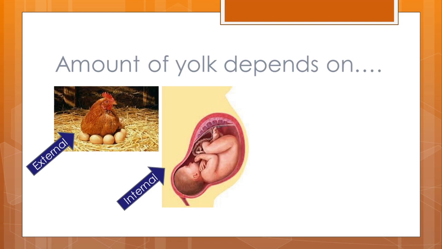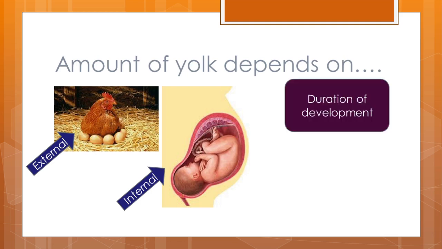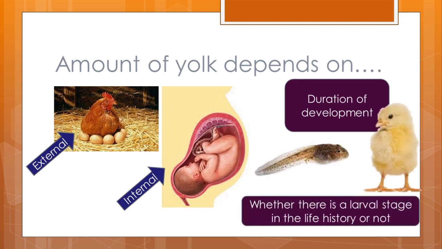But it is not the case in external development. In the case of external development, the development of the embryo takes place outside the body of the mother, and the nutrients for the development of the embryo have to be stored in the egg cytoplasm. The amount of yolk is also dependent on the duration of development. In the case of some organisms, there is a larval stage in the life history. In such cases, the egg cytoplasm needs to contain only a small amount of yolk. Why? Because there is a larval stage in the life history, and this larva can find food for its development.